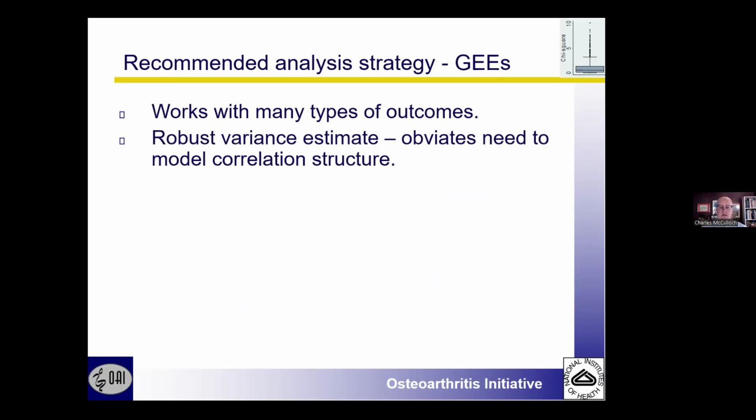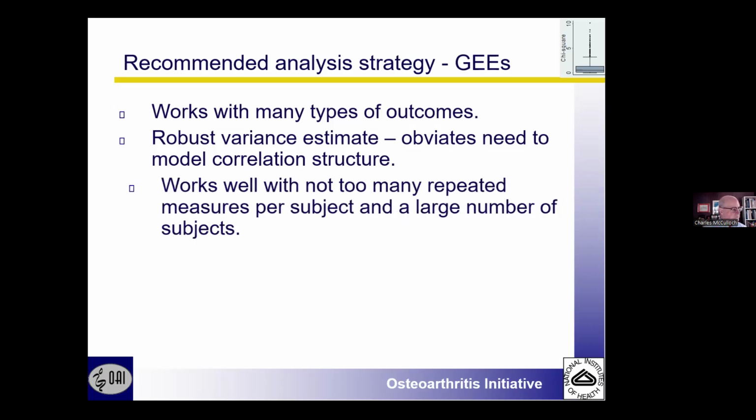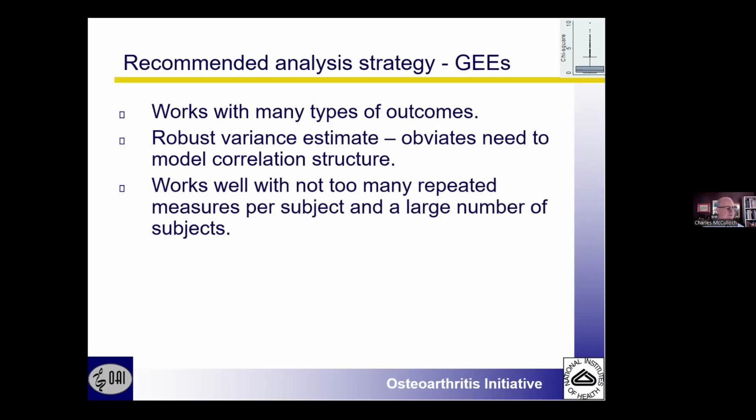It utilizes, and it's important to turn on, for example, in Stata, it's not the default. So you want to turn on this robust variance estimate. It obviates the need to model correlation structure. So the basic idea is that it uses the empirical results, your data set itself, to estimate and accommodate the correlation structure. So it's not very dependent upon what correlation structure you use as sort of a working model to get your estimates. It works well as long as you don't have too many repeated measures per subject and you have a large number of subjects.